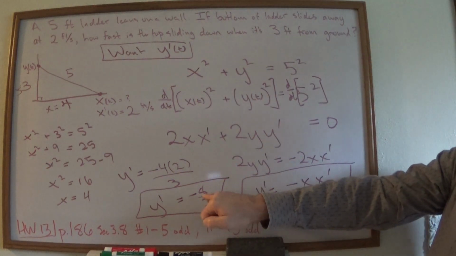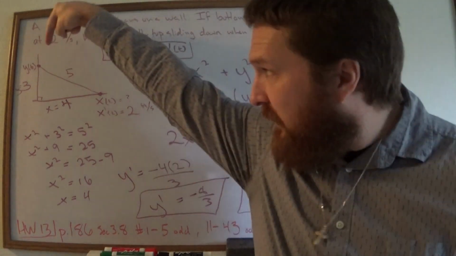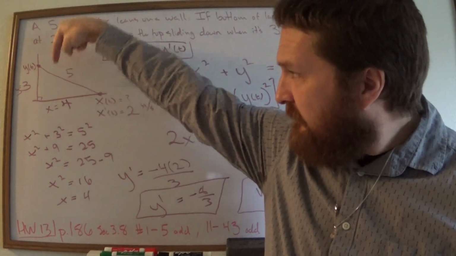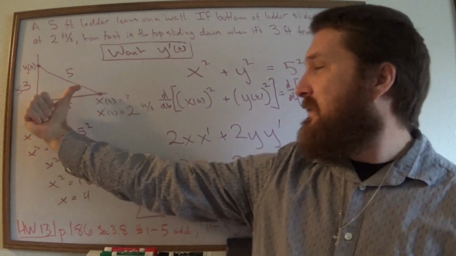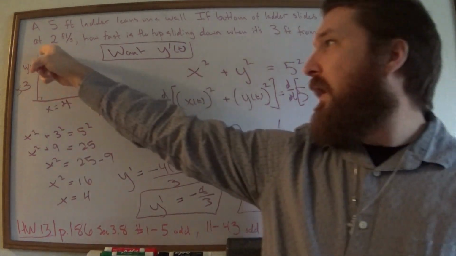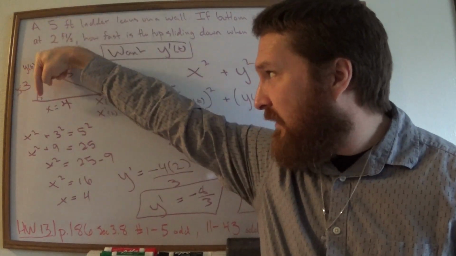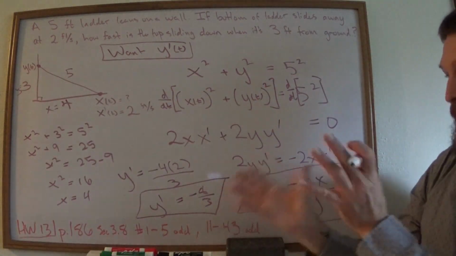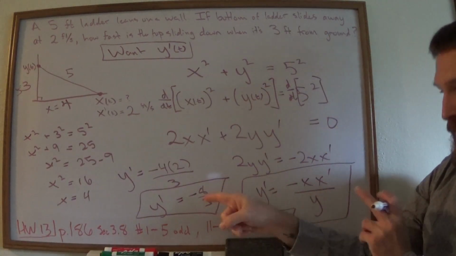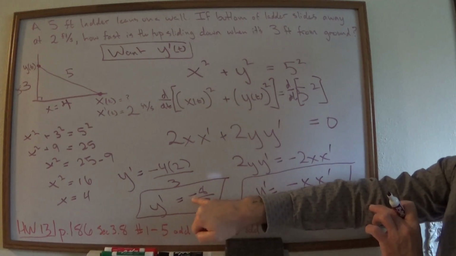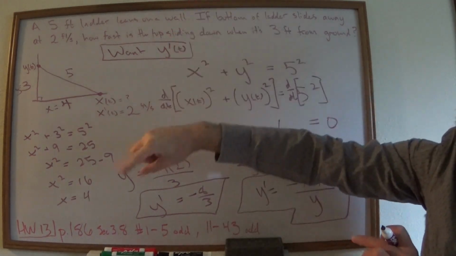Negative is good. It should be negative because it's moving down, right? As x gets more positive, y moves towards the negative. And so that lets me think, okay, at least I set this up right. It should be a negative number, right? The negative tells you the direction that it's moving.